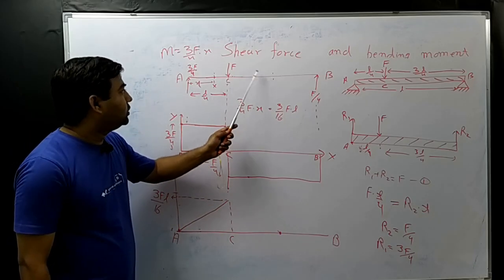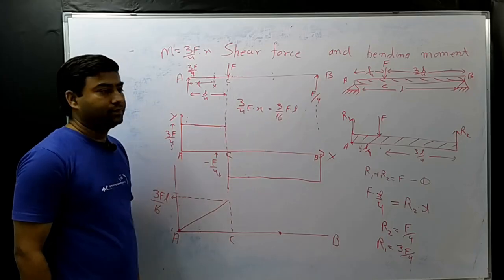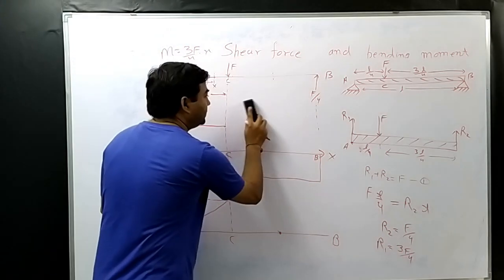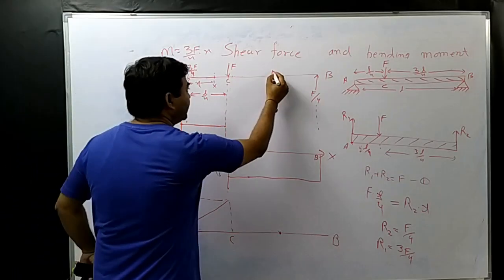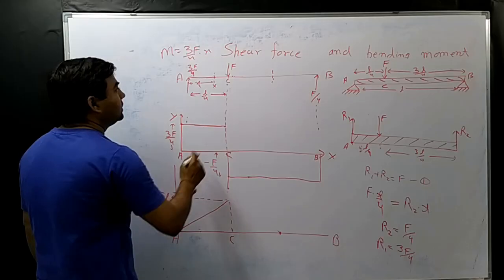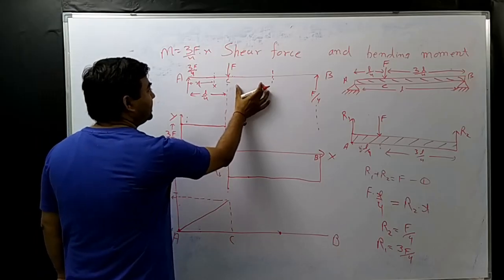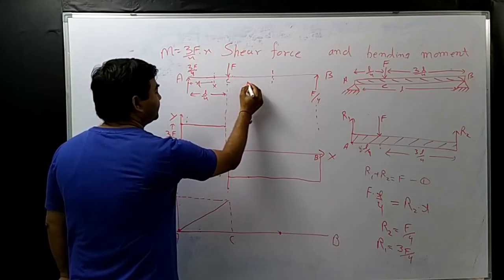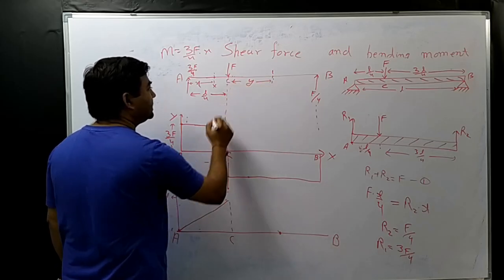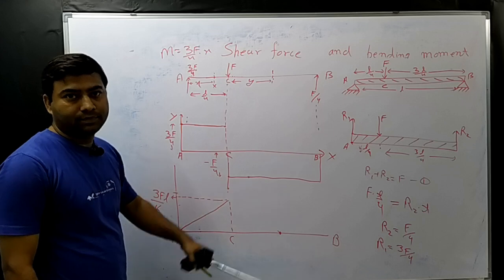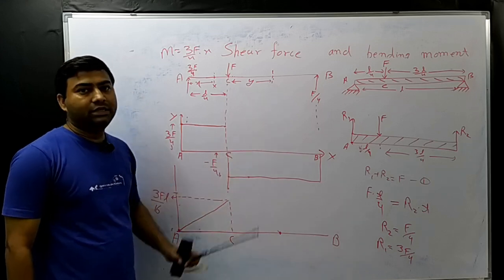Now take an arbitrary point between C and B. So remove this expression, which is not valid between C and B. Let us take this arbitrary point. Let this point be located at distance y from C. This is just an arbitrary point.